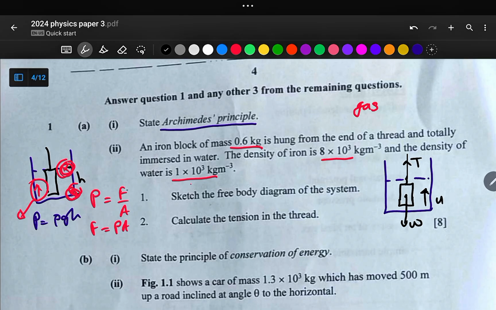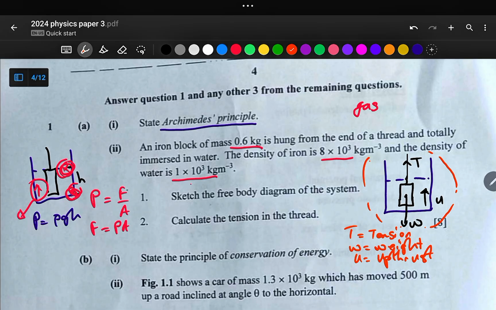So this is our tension, and there is also the weight of the block, and there is upthrust acting in this direction. Whenever you have drawn your free body diagram, just include the key to say T is for what? T is for tension, W is for weight, and U is for upthrust. So there are two forces acting upwards, tension and upthrust, and only one force acting downwards, that is the weight. Here is our free body diagram showing tension, upthrust and weight.